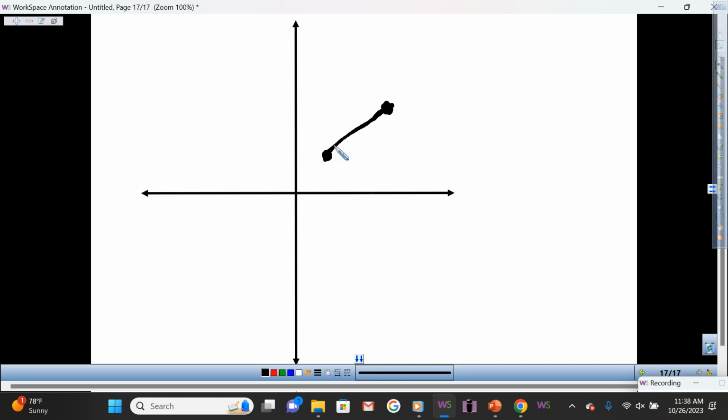Y'all ready? So I'm going to label this point in the coordinate. That point is X, Y. So I'm not going to use numbers right now. I'm just going to use labels. So this is X, and this is Y. This point, I'm also going to label it X and Y. X, Y. Wait a minute.